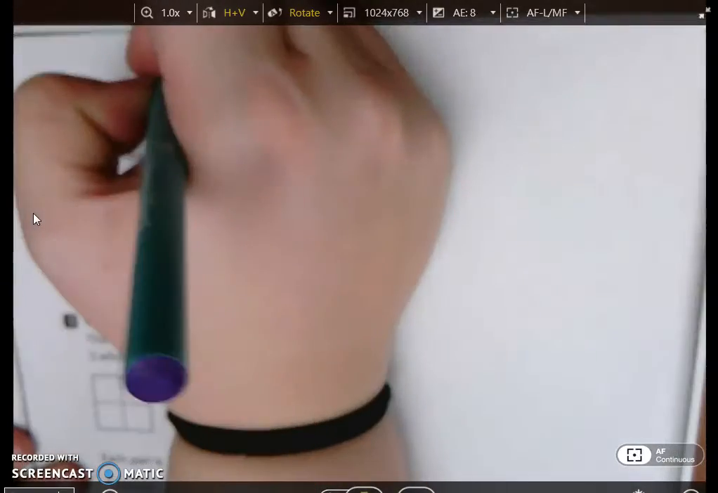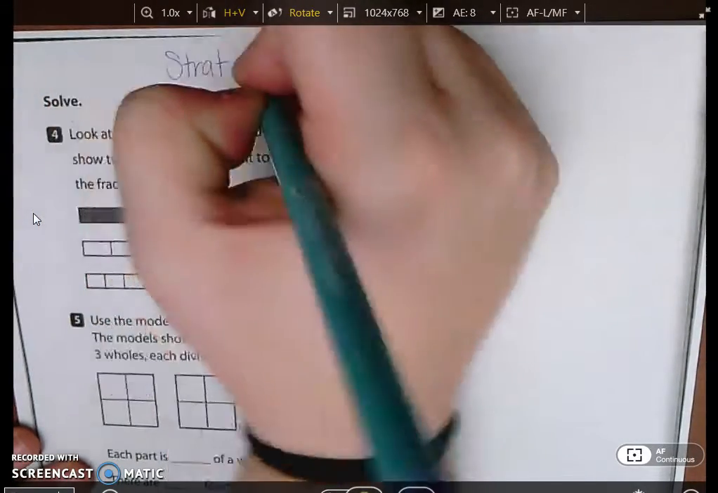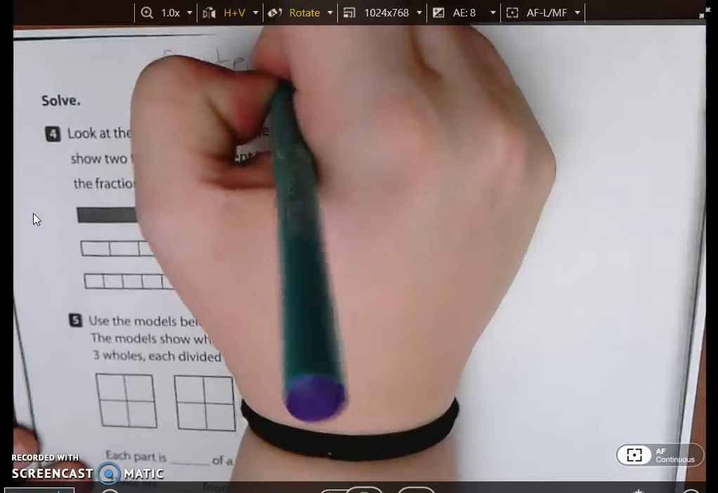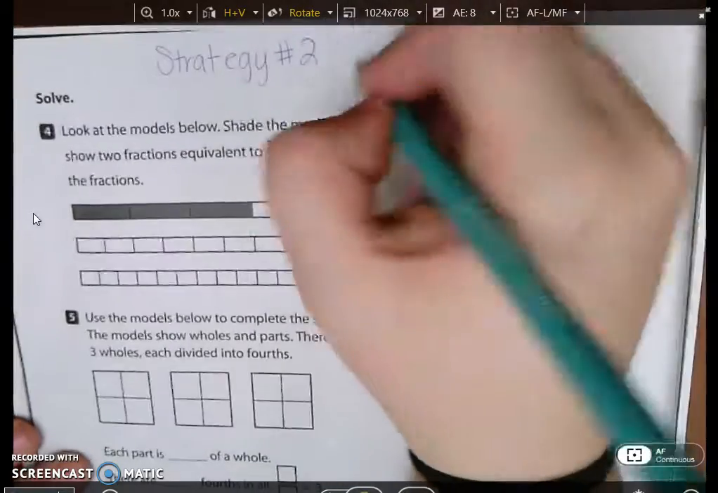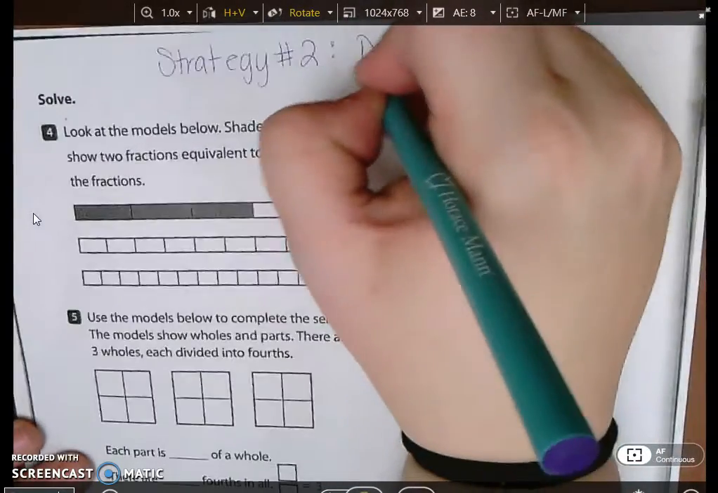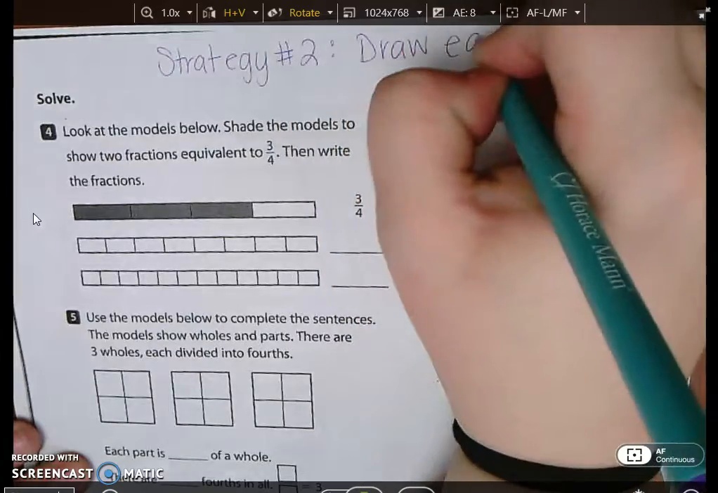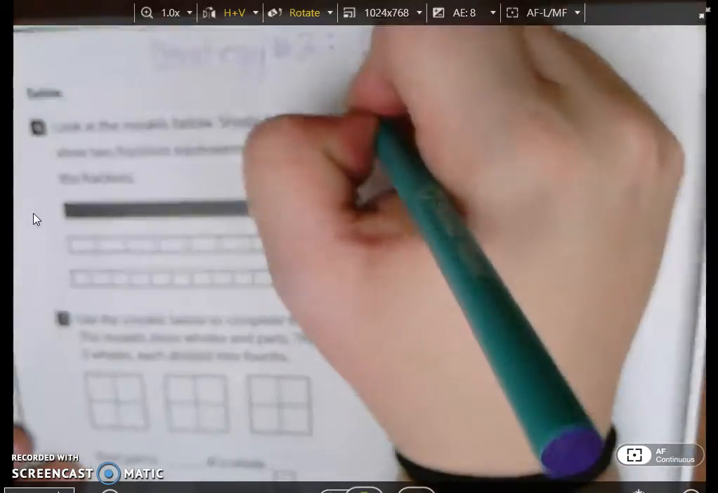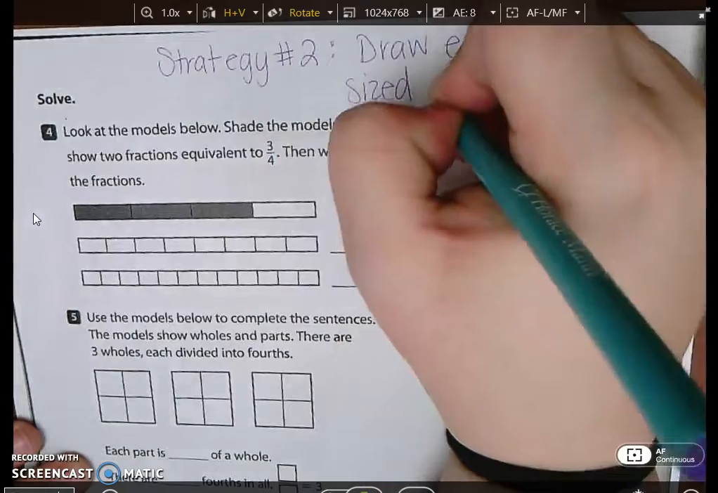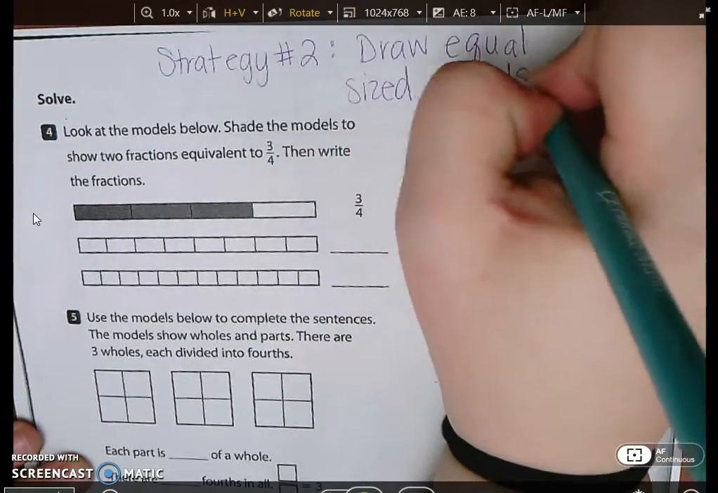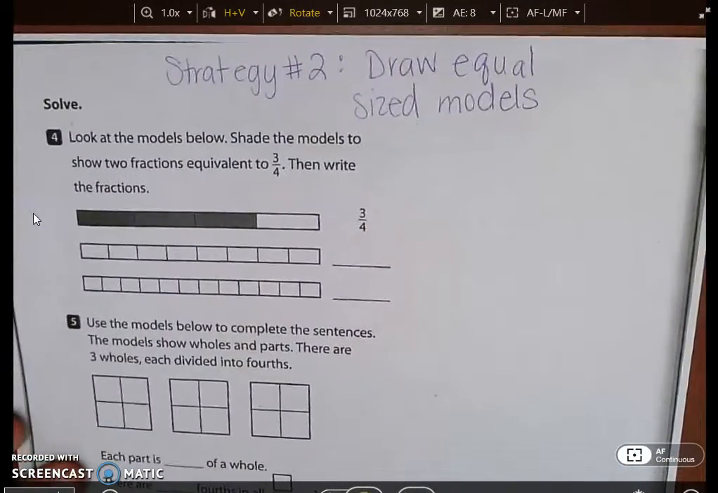Alright, in this video we're going to talk about the second strategy that you can use to find equivalent fractions, and that is going to be to draw equal-sized models. So drawing pictures to help us find equivalent fractions.